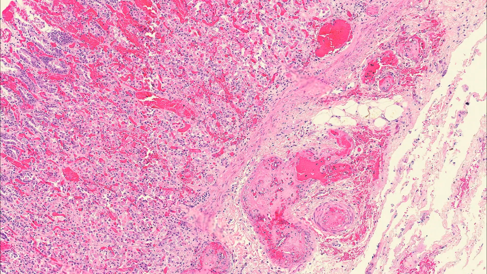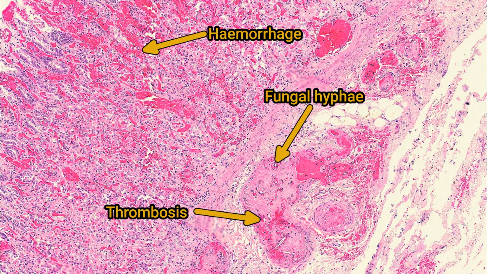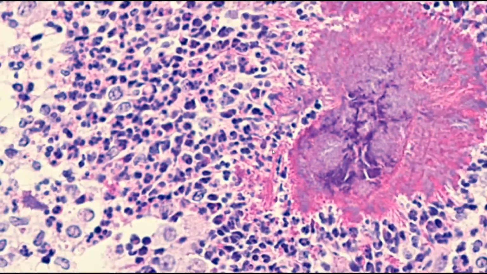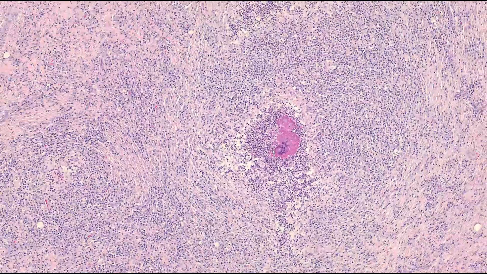Welcome to Down the Scope. In this series, we're going to learn how to read these clues. To understand how we solve these cases, we need to understand how we look at a tissue. We don't just look at individual cells, we look at the architecture.